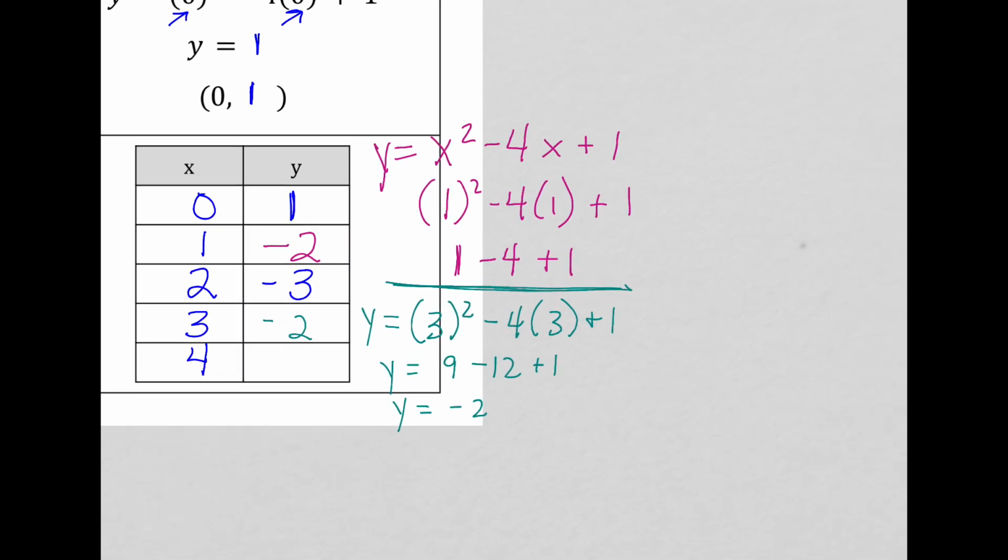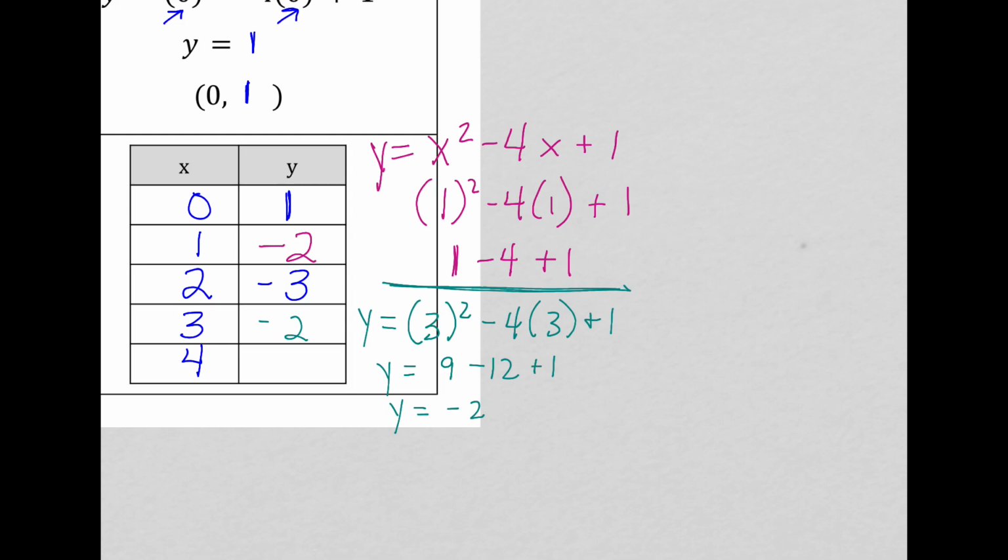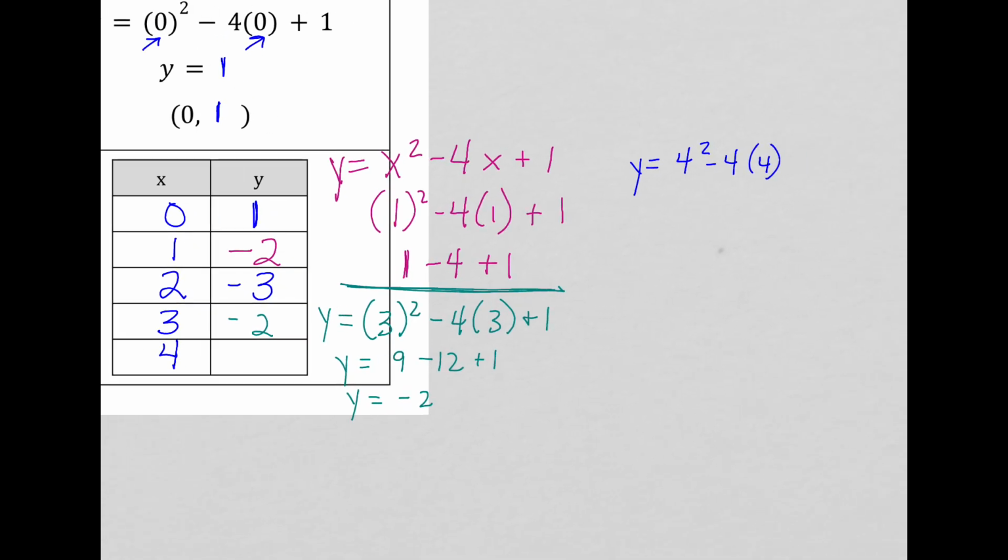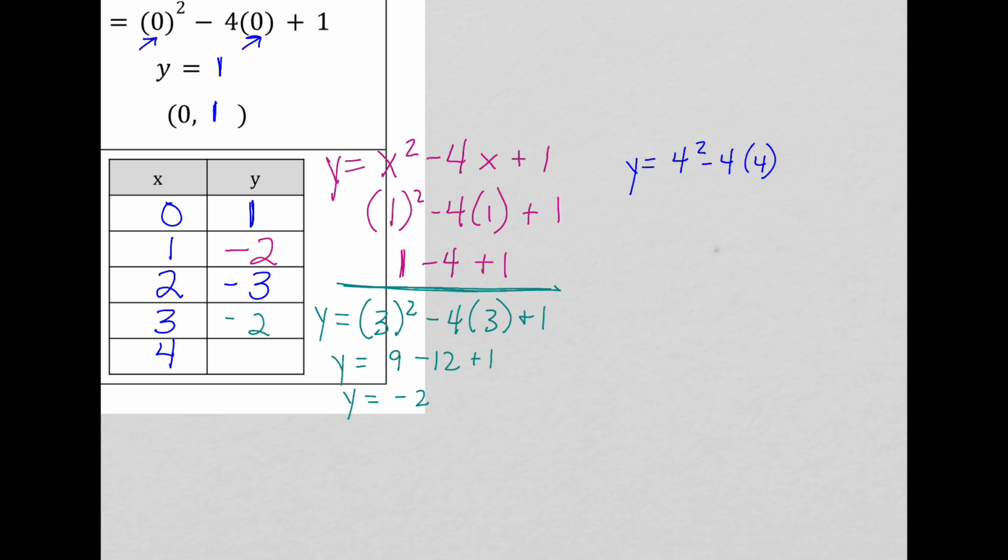Okay, so if I try the 4, so again, y equals, and I'm going to do 4 squared minus 4 times 4, because remember, I'm substituting 4 in for x from the table, and then plus 1. So again, if I work that out, 4 squared is 16, -4 times 4 is -16, and then plus 1. So I have 16 minus 16, which is 0, plus 1, so y would be 1. So again, I can fill that in my table.